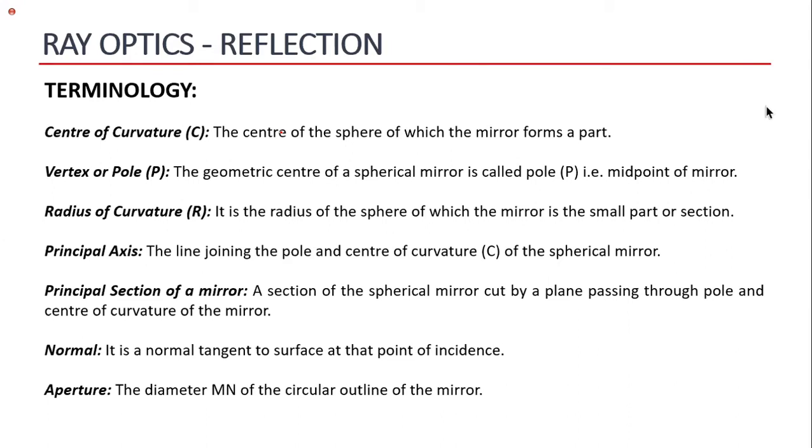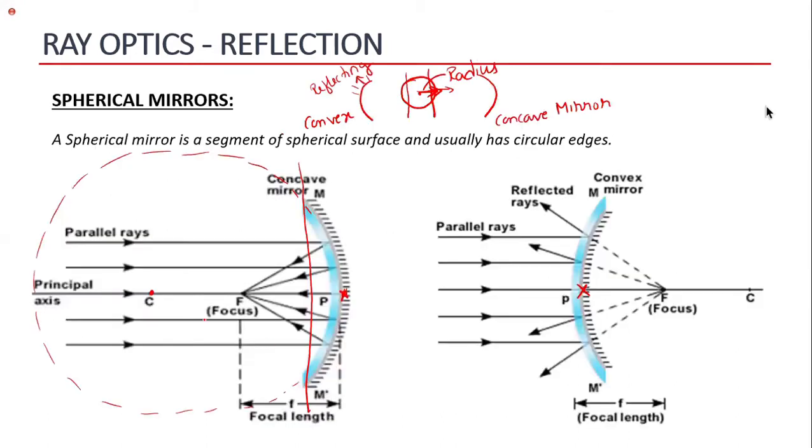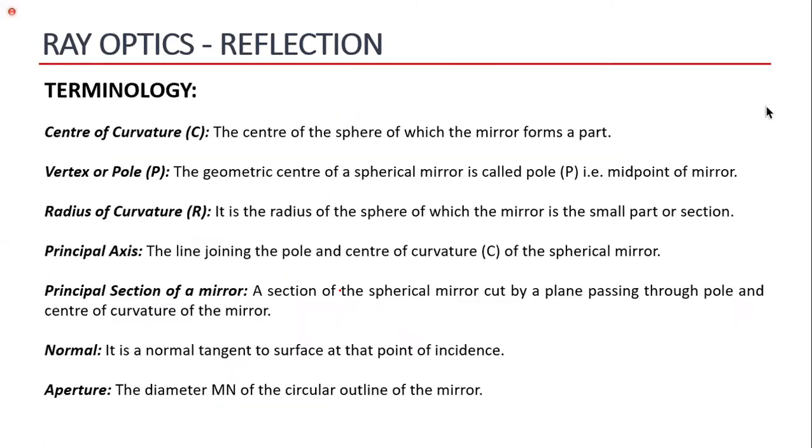Next is your principal axis. The line joining the center of curvature with the pole is your principal axis. Principal axis. PA, principal axis.